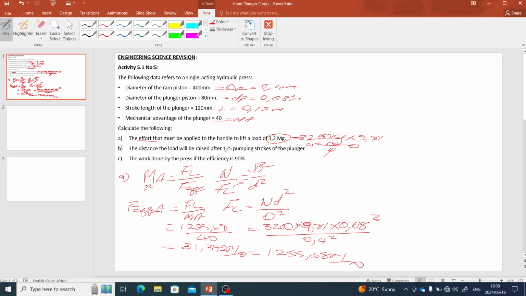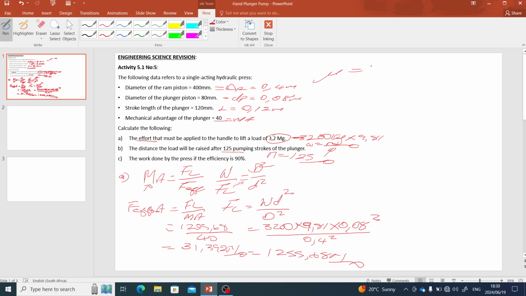Here we are given the number of pumping strokes. Now we are given n here. For the number of pumping strokes, it's 125. It doesn't have an SI unit. They want us to calculate the distance. Now, in calculating the distance, we'll be using this formula. The fact that our data is given as diameters, there's no need for us to convert diameters. We will be using that formula.